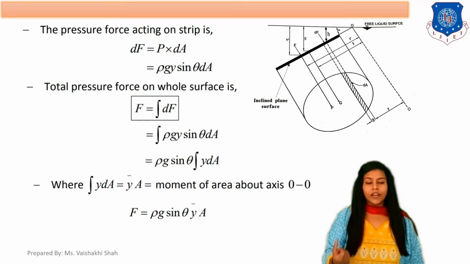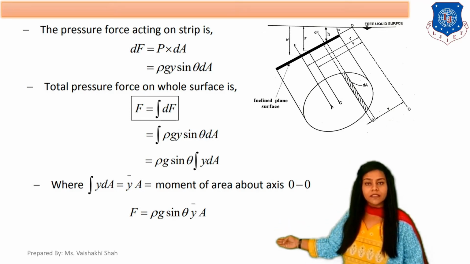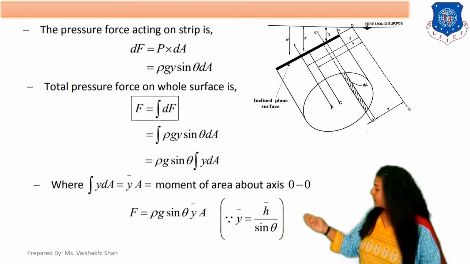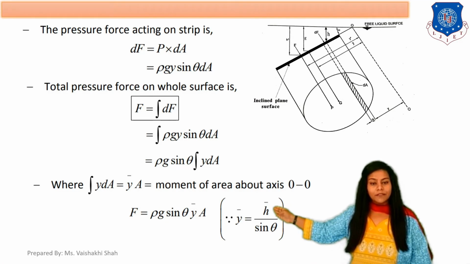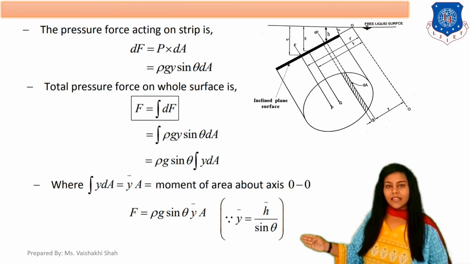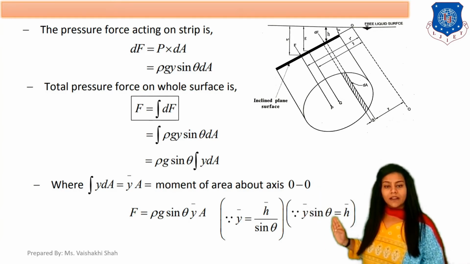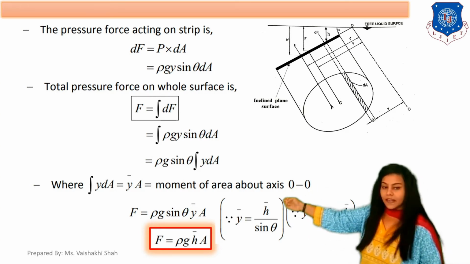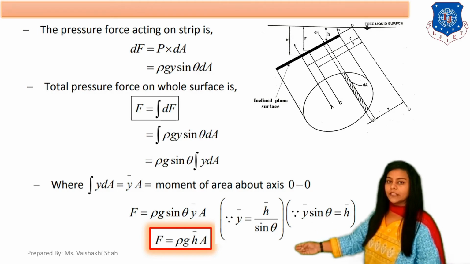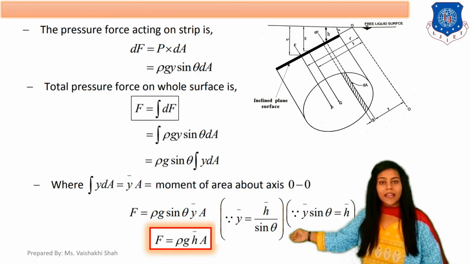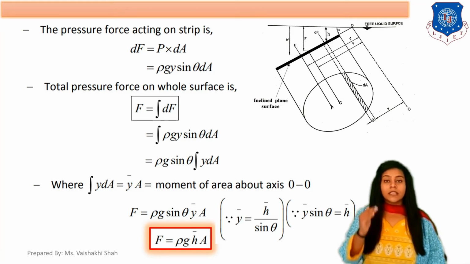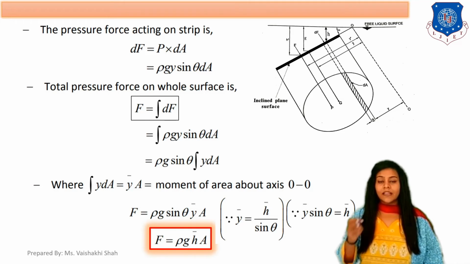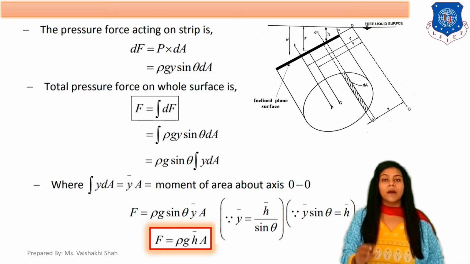Now what is y bar sin theta here? Sin theta equals h bar upon y bar, so y bar sin theta equals h bar. Placing this in F, F equals rho g h bar into A. This is the total pressure force for an inclined immersed surface.